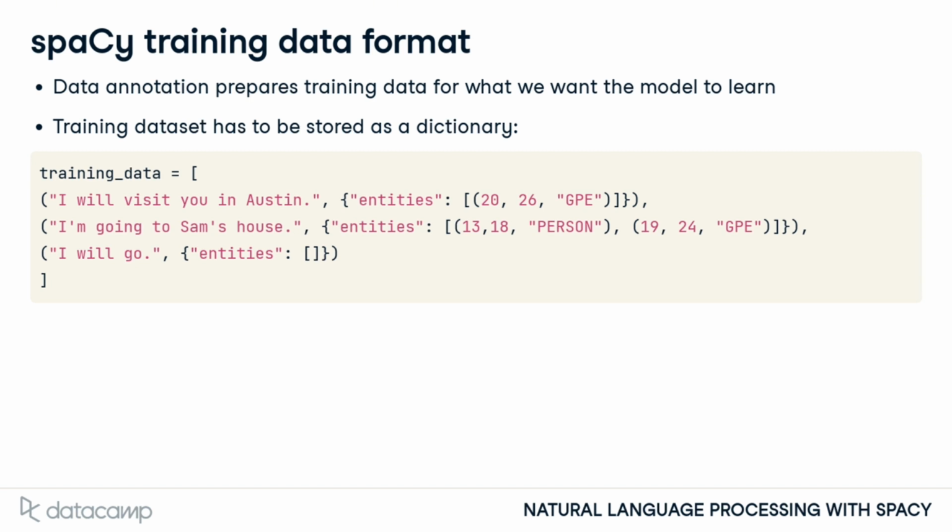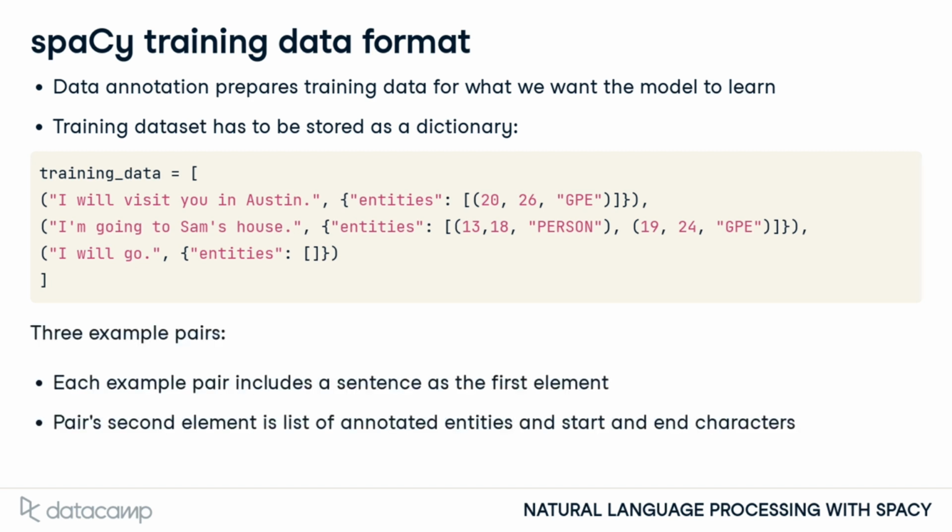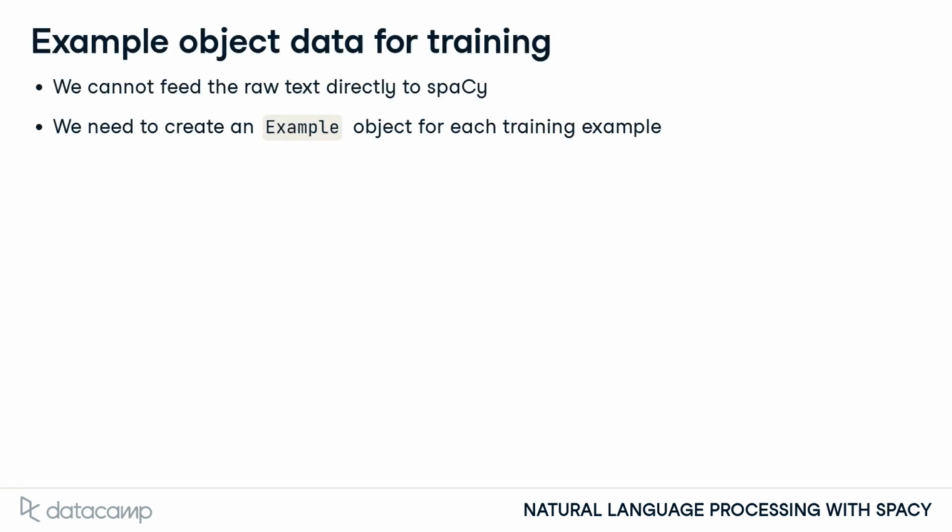Let's see an example of a training dataset. This dataset consists of 3 example pairs for a named entity recognition task. Each example pair includes a sentence as the first element. The second element of the pair is a list of annotated entities and their corresponding start and end characters and labels. We cannot feed the raw text and annotations directly to spaCy and need to create an example object for each training example.